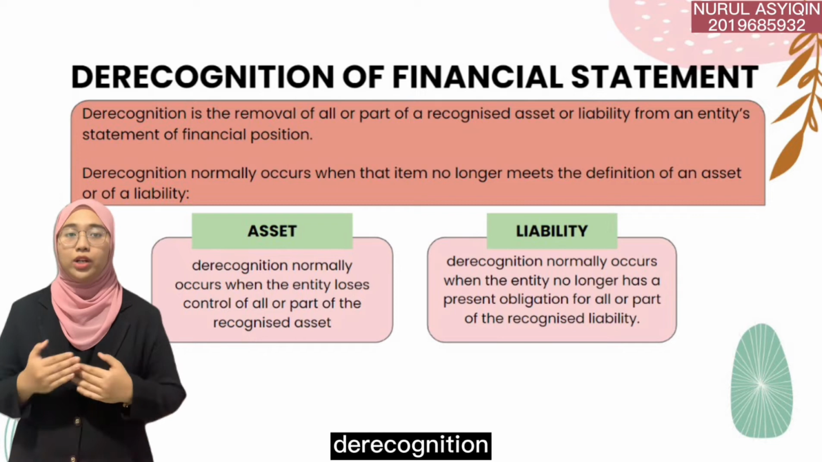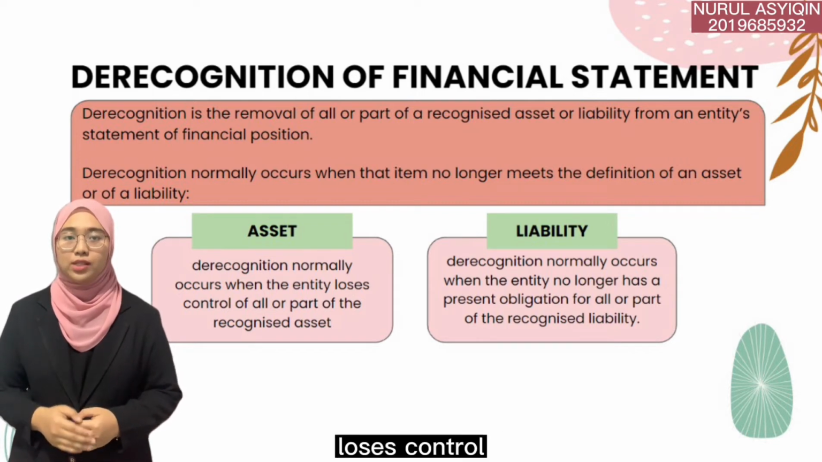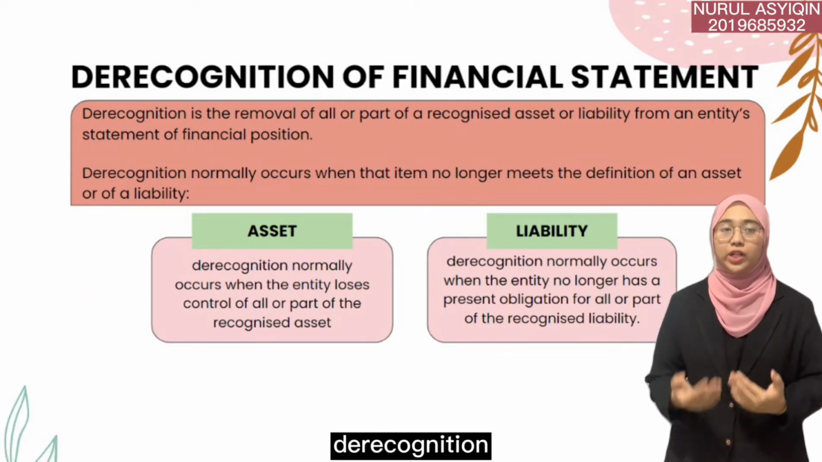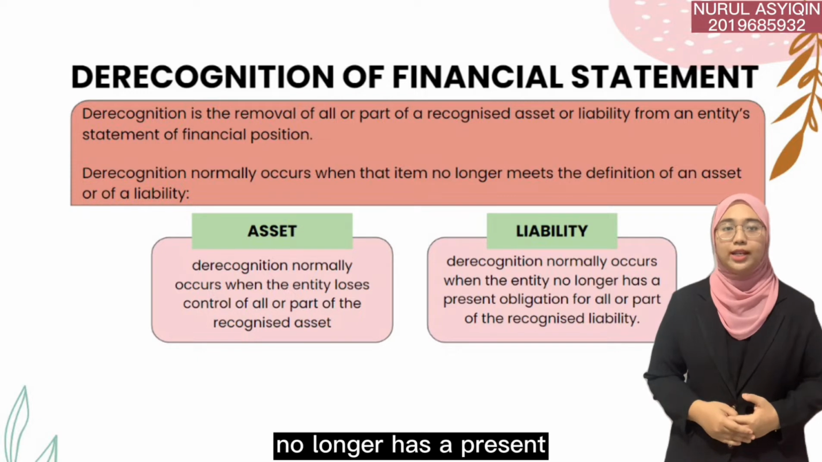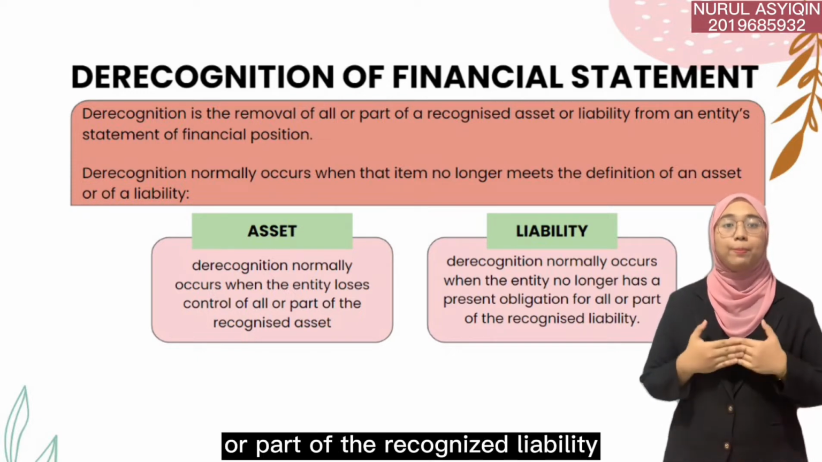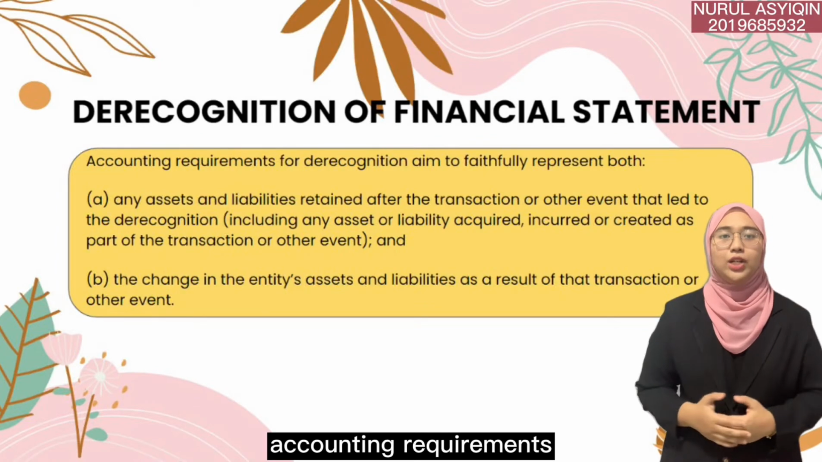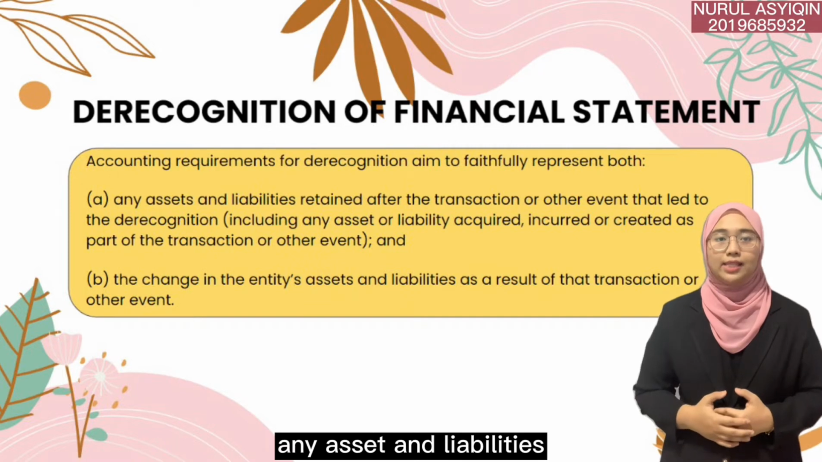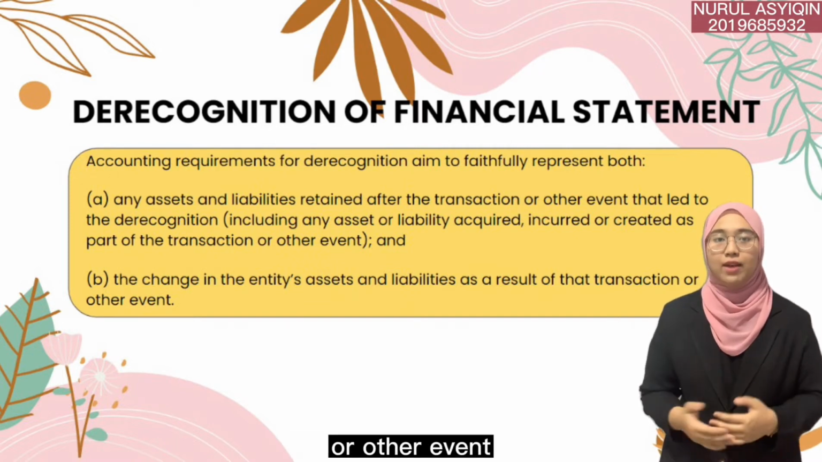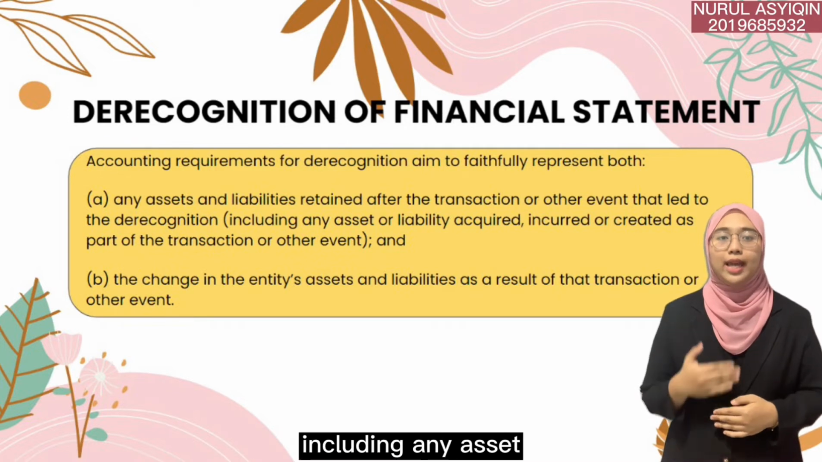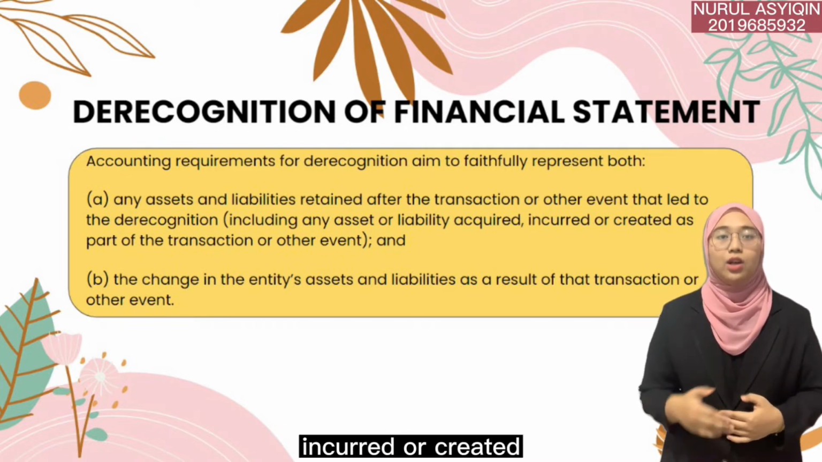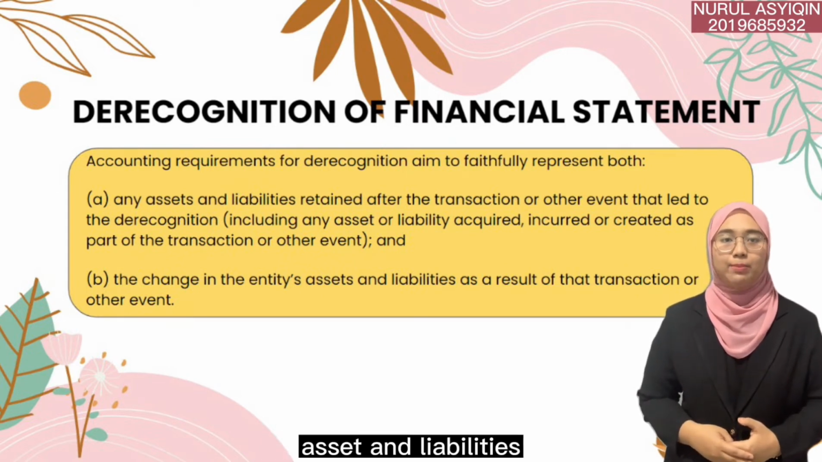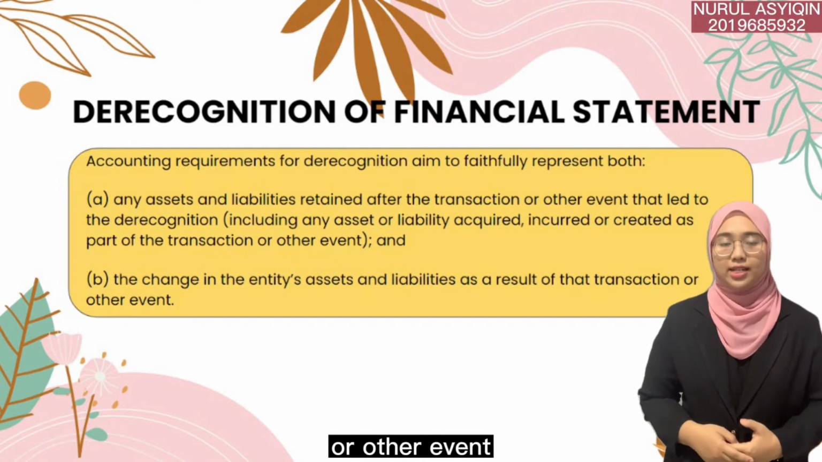As for an asset, derecognition normally occurs when the entity loses control of all or part of the recognized asset. Meanwhile, for the liability, derecognition normally occurs when the entity no longer has a present obligation for all or part of the recognized liability. Accounting requirements for derecognition aim to faithfully represent both any asset and liabilities retained after the transaction or other event that led to the derecognition, including any asset or liability acquired, incurred, or created as part of the transaction or other event, and the change in the entity's asset and liabilities as a result of that transaction or other event.